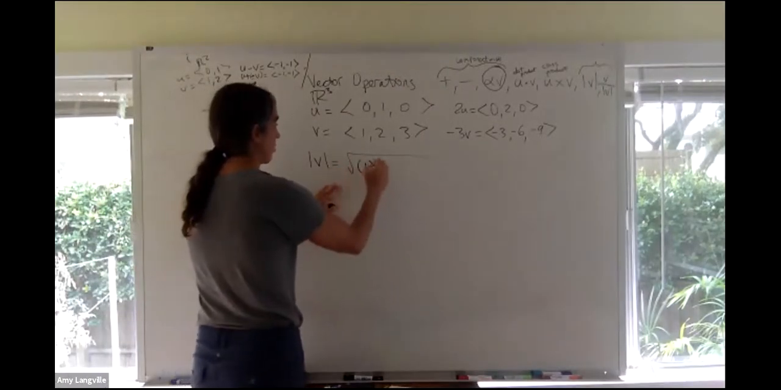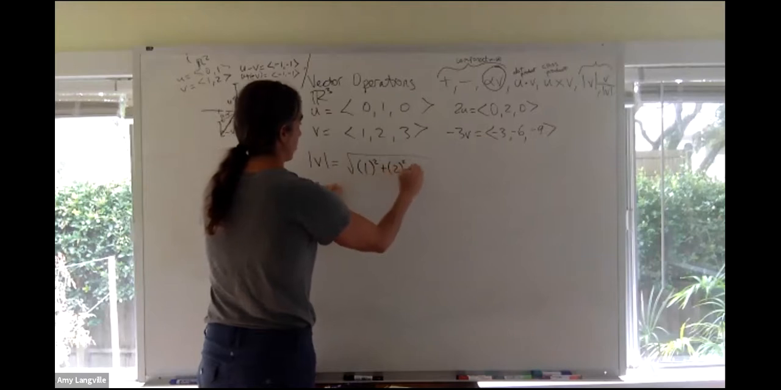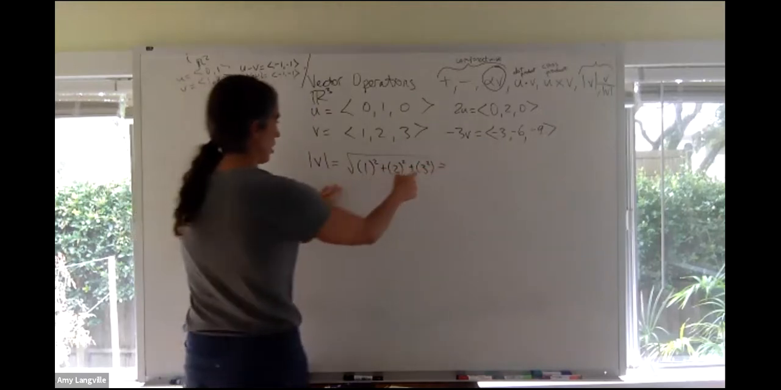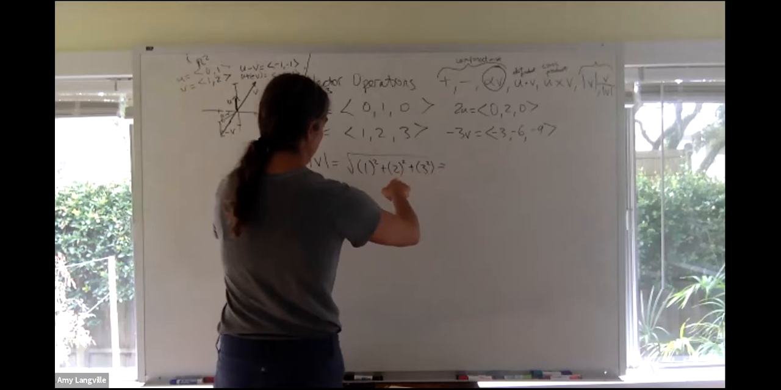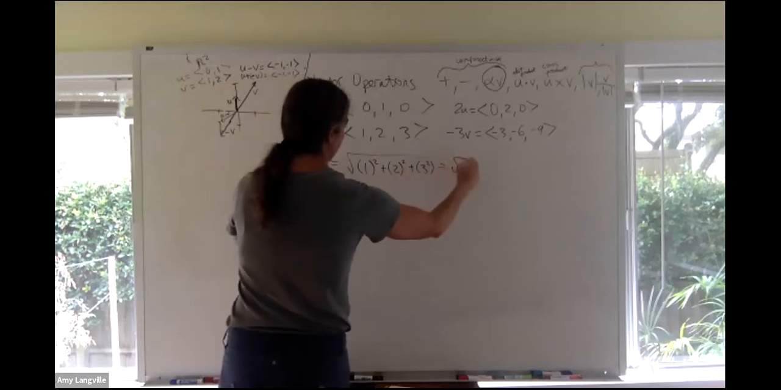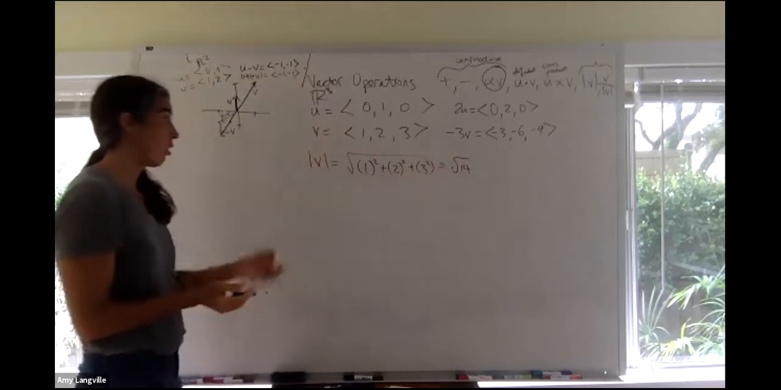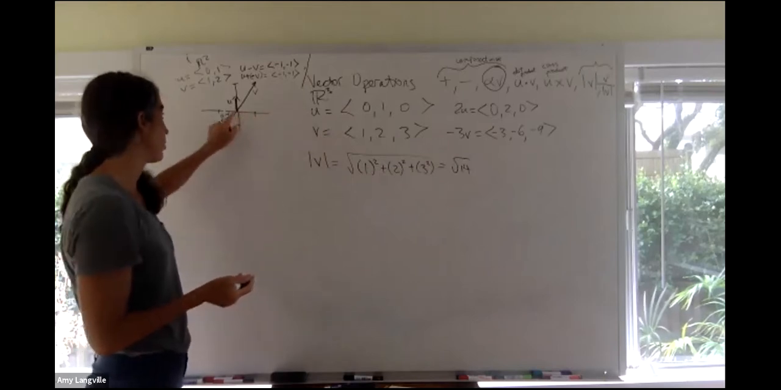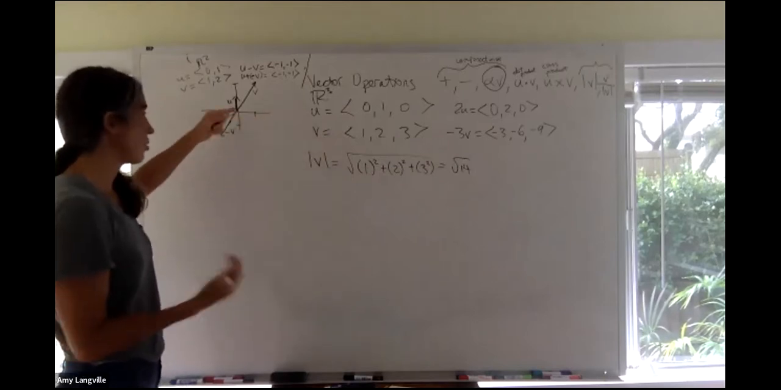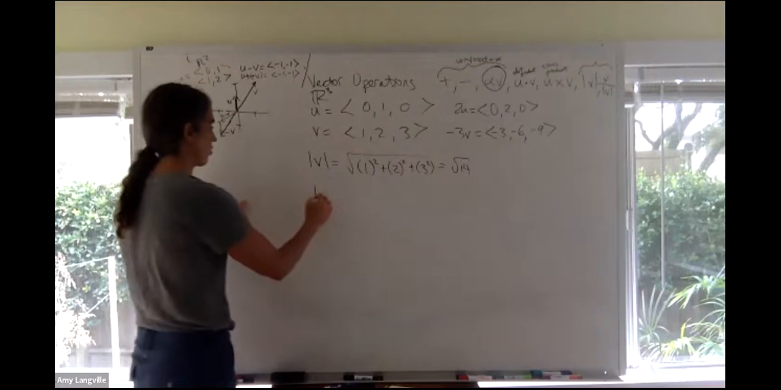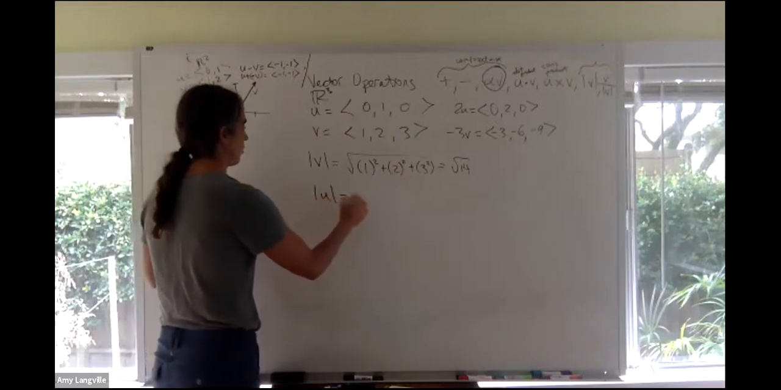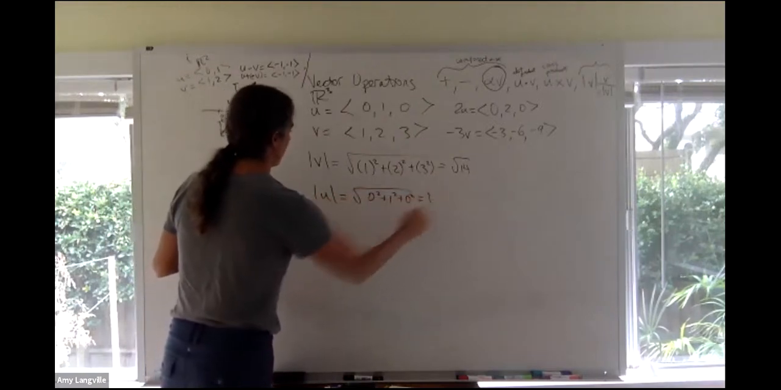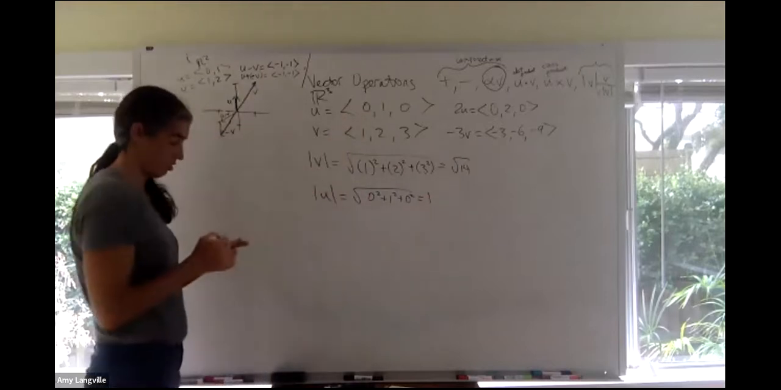So 1 squared plus 2 squared plus 3 squared, which is what? 9, 13, 14, square root of 14. So that's how long this vector is. And of course, you can probably see just by looking at U and the way we plotted U here, U is already length 1. So 0 squared plus 1 squared plus 0 squared is 1. Again, easy to see that it is a unit vector.